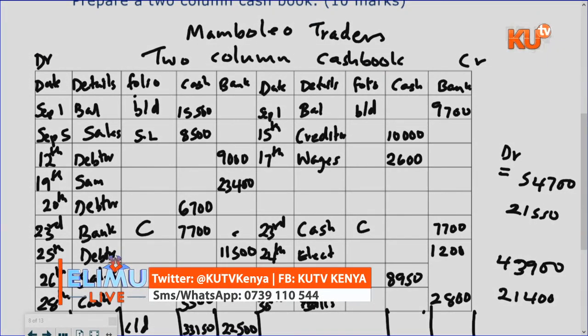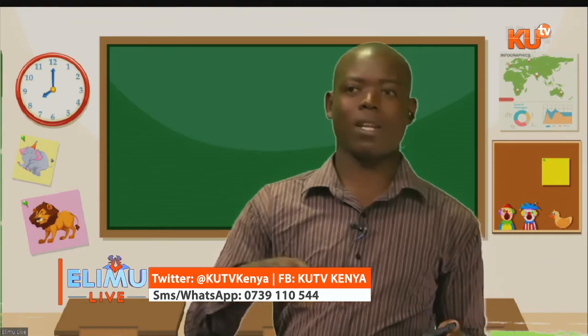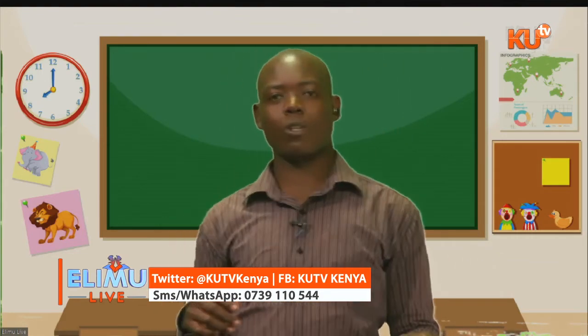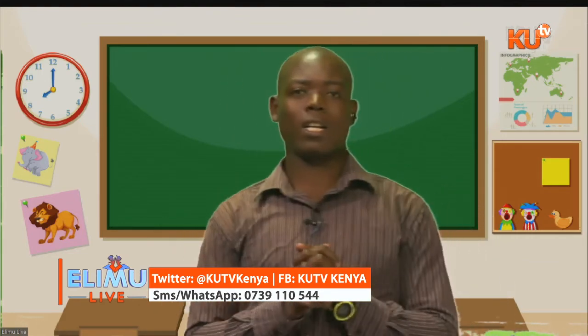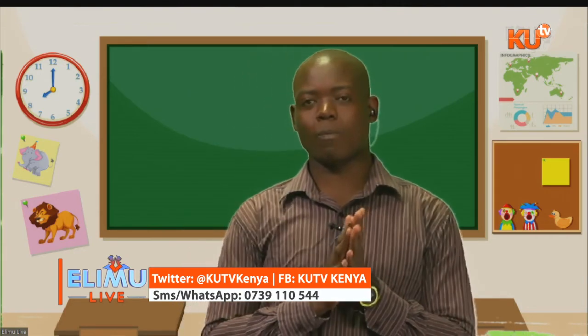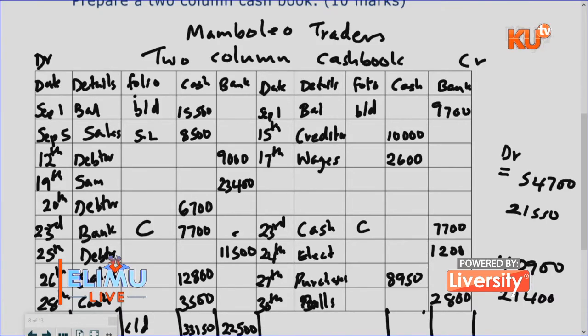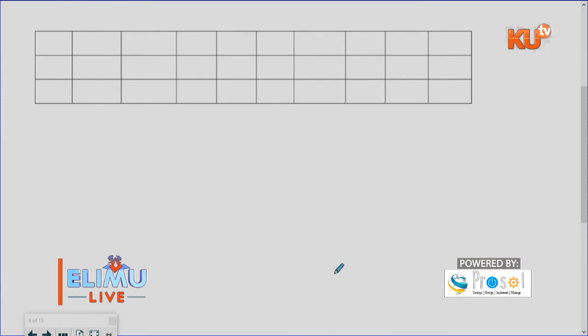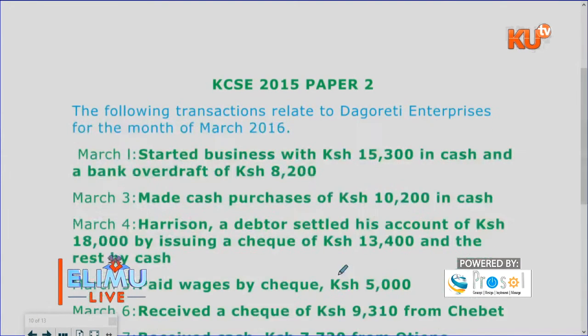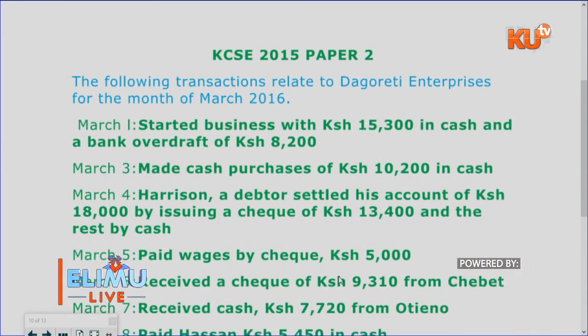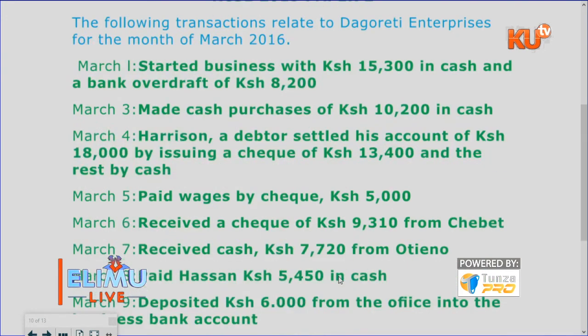So therefore, students, I believe you've been able to see what we do in the preparation of a 2-column cash book. Now, for your revision purpose, there is a question again that you can be able to look at, and then we will be able to end up at that point. So we have this is the question. Maybe in 1 minute you can be able to write that, then we conclude our lesson.